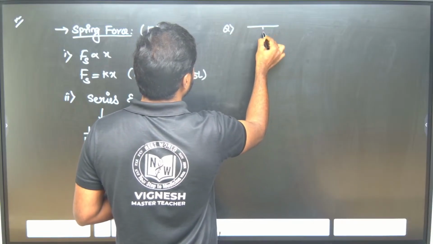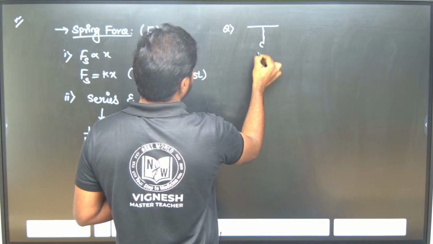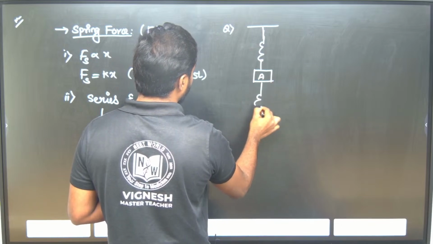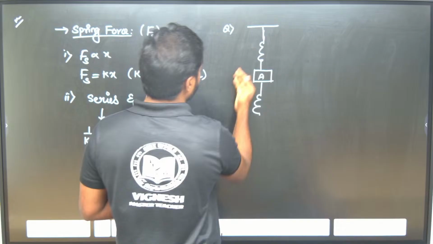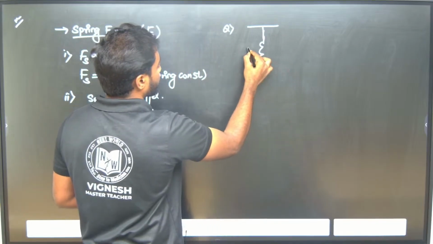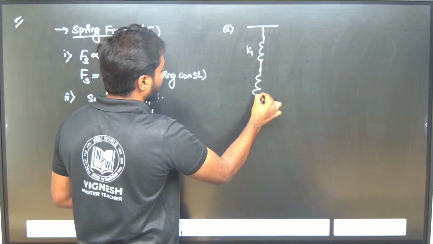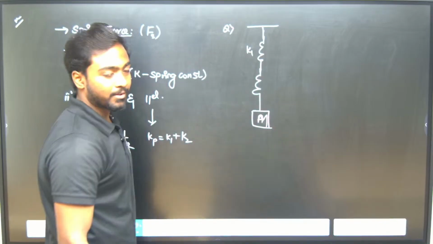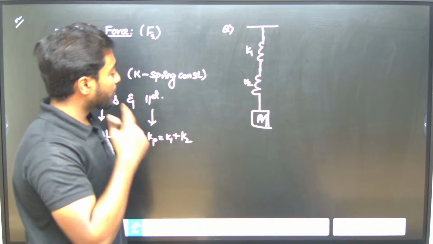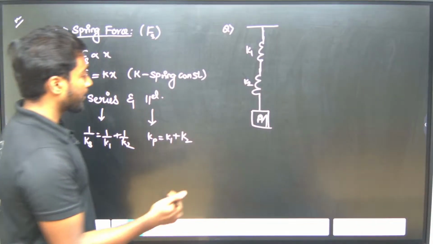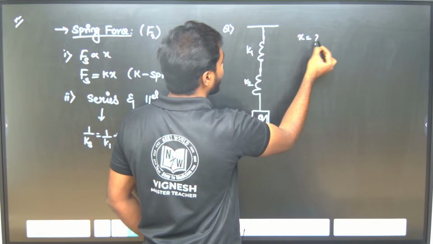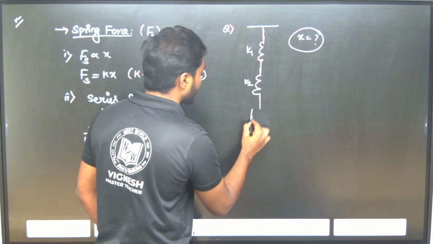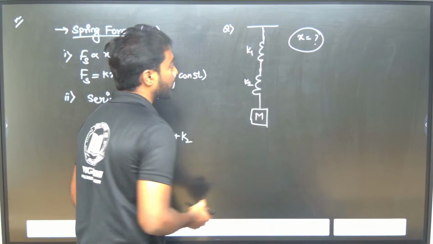there is a spring K1, and one more spring K2 connected to block A of mass M. So what will be the extension of the spring? Can you find the extension, that is the x value of the spring? This is the mass M. This is the question.